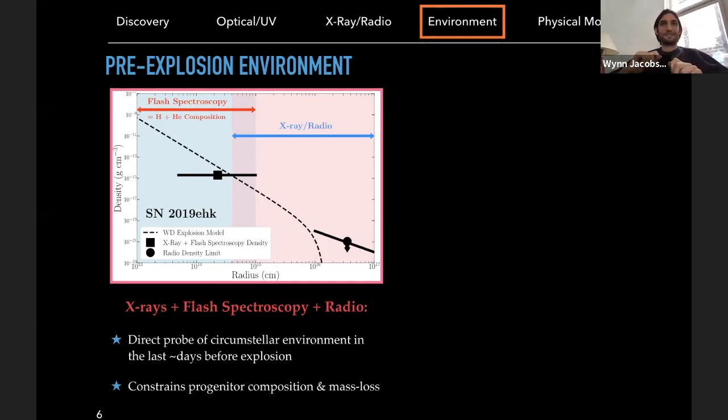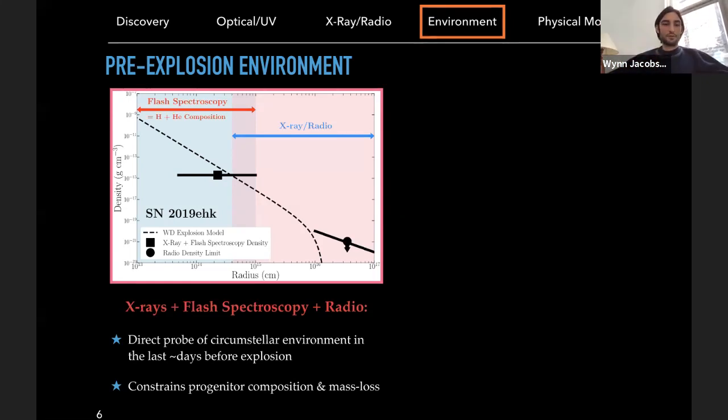And for a calcium-rich transient, this was just unheard of. We hadn't been able to do this in quite the same detail before. But what you can see is that by combining flash spectroscopy, you get abundances of the circumstellar environment and then abundances of the star that exploded. And then X-rays, you start to probe the density of the shell that it ejected. And at radio, you start to probe at higher radii and understand if that shell extends far enough that the mass loss occurred years before explosion.